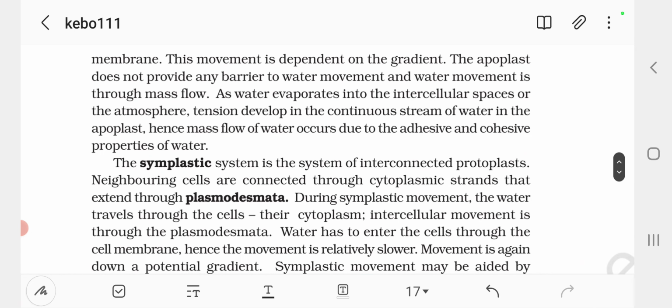This movement is dependent on the gradient. The apoplast does not provide any barrier to the water movement, and water movement is through mass flow. As water evaporates into the intercellular spaces or the atmosphere, tension develops in the continuous stream of water in the apoplast. Hence, mass flow of water occurs due to the adhesive and cohesive properties of water.